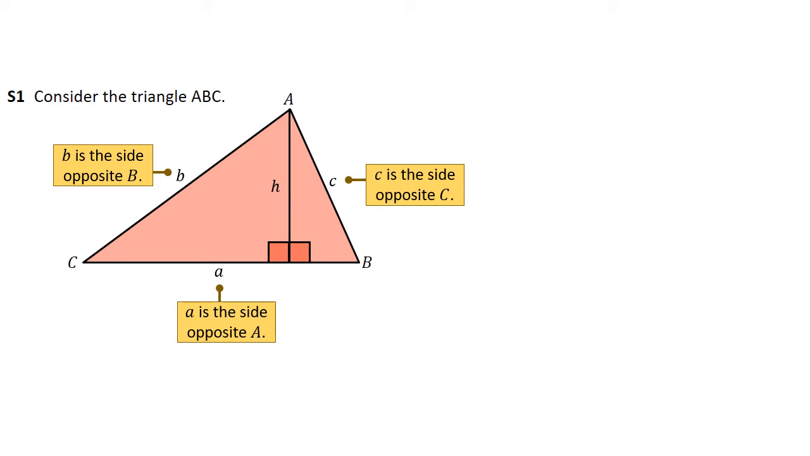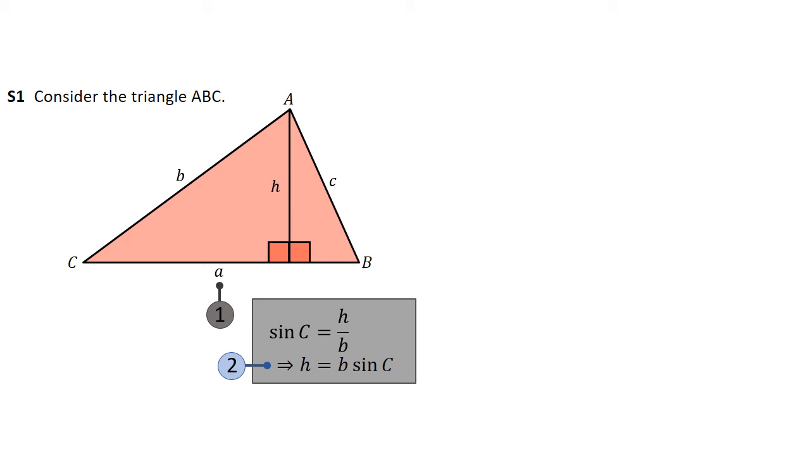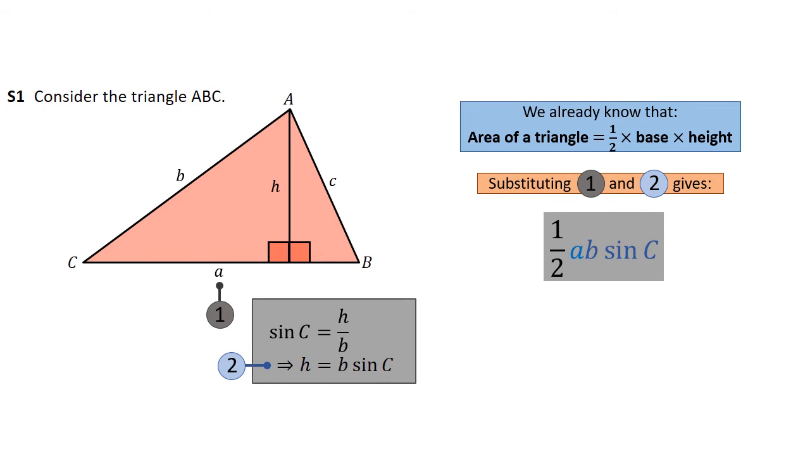If we name the sides like this, the base we could class as sine C, because it's height divided by the base. So the height could be just B sine C. So it gives us the formula. Now, to be honest, I always just remember the formula, which is half AB sine C, and that finds the area of a triangle when you might not have everything you need.